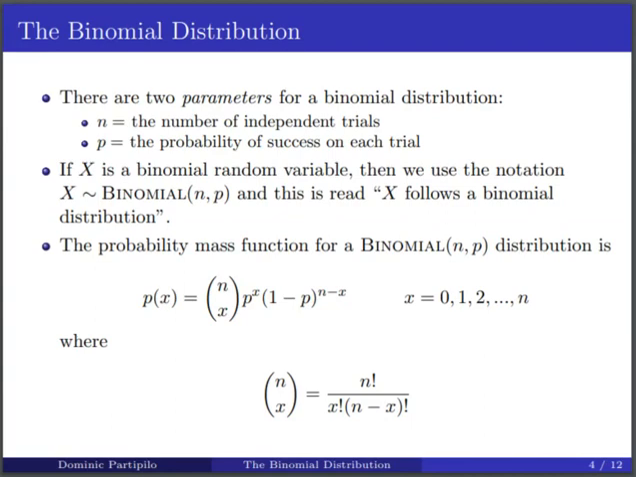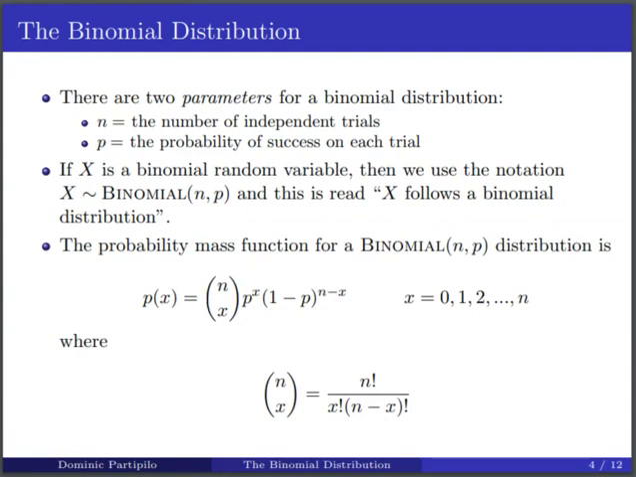So if x is a binomial random variable, then we use this notation here to say that. We say that x follows a binomial distribution with the parameters n and p. That's the way that's denoted. And if x followed a normal distribution, which we'll get into later, this would say x follows a normal distribution with mean and variance. So that's how we read that notation.